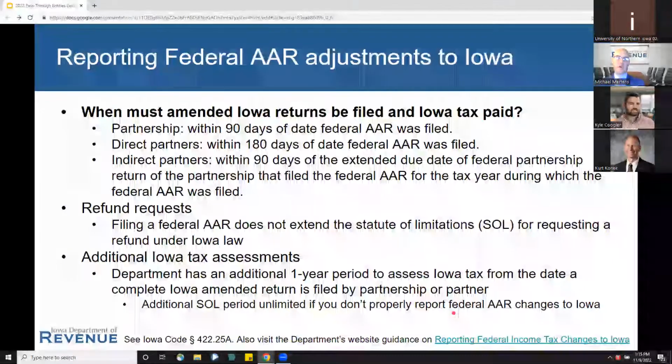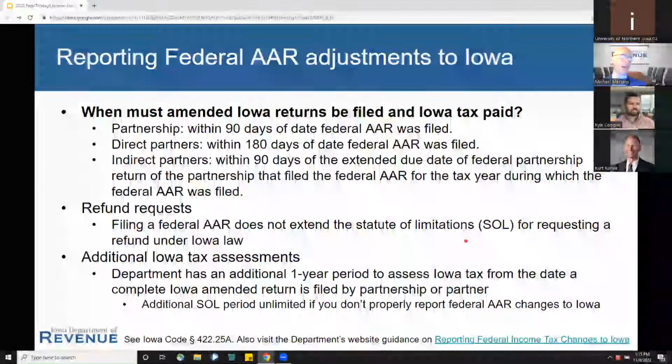That's important to keep in mind, because if the partnership and the partners do not properly report those changes to Iowa, that additional statute of limitation period is unlimited for us to assess tax related to those federal AAR changes. The department does share information with the IRS, so we do get information about these amended returns. And if the entities and the partners do not properly amend, they could get a tax bill from the department in the future once we learn about that.